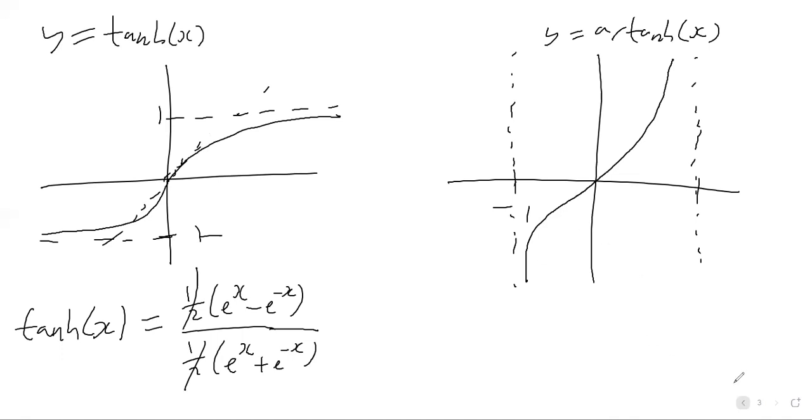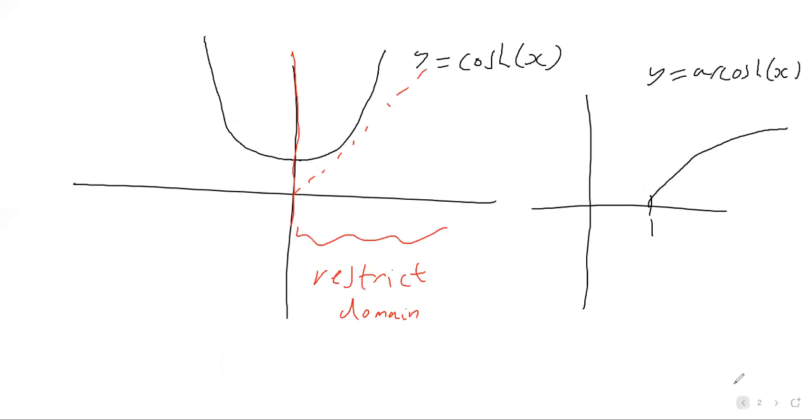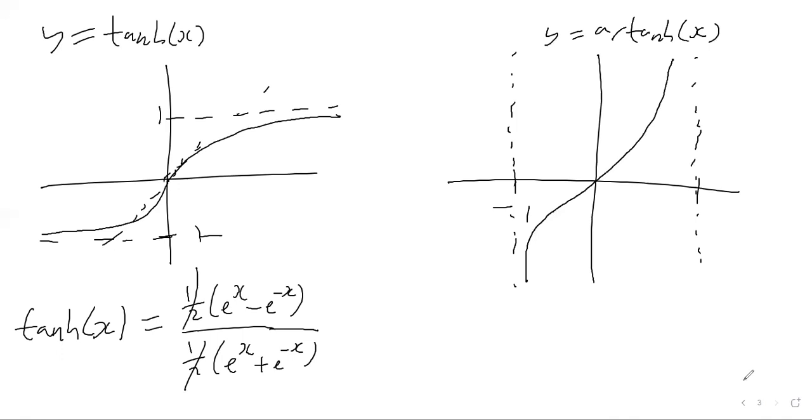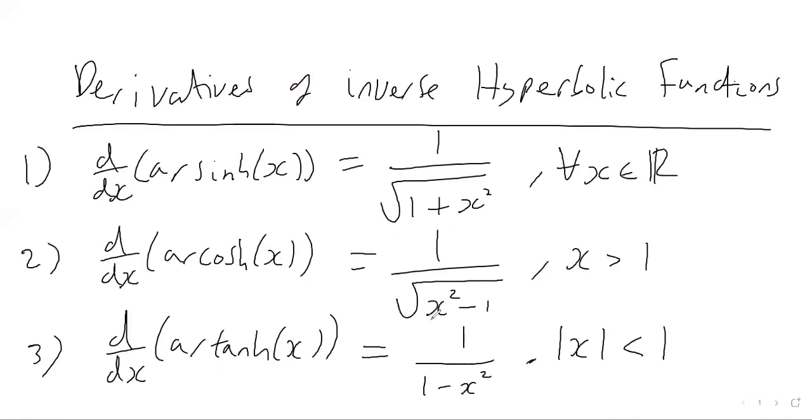So we can see the domain is between 0 and 1. So that means that this derivative is going to be valid between 0 and 1. Sorry, not 0 and 1, -1 and +1, I should have said. So this function is valid between -1 and +1, and so the derivative is valid between -1 and +1. So that is just a summary of the three inverse hyperbolic functions and their derivatives.